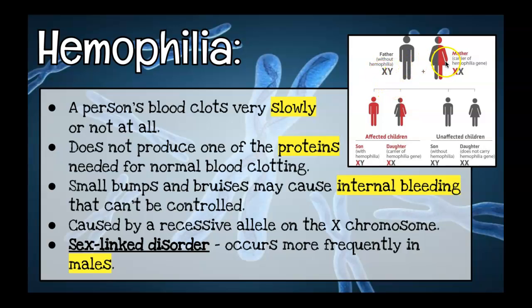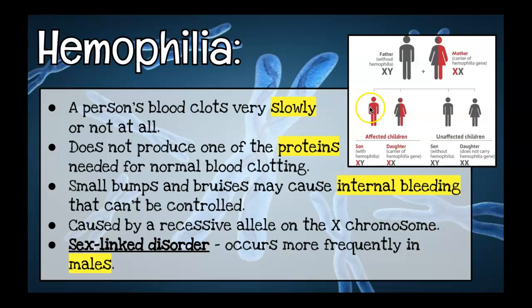Okay? If mom is carrying an infected X that could lead to hemophilia, and she gives that infected X to her daughter, well, to be a girl, she has to get XX, which means dad had to give her a good X, so she's just a carrier. She's not affected by it.